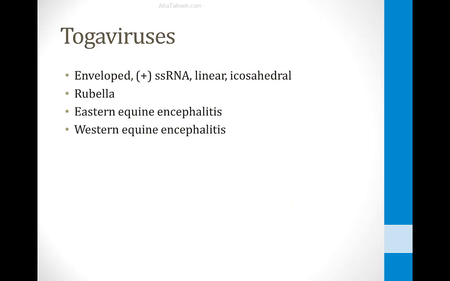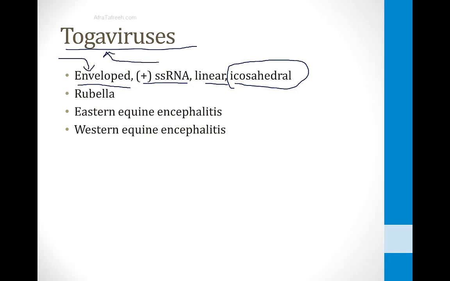Our next family of viruses are called the toga viruses. These are enveloped viruses with a positive sense single-stranded RNA genome that is linear and icosahedral, and a lot of people just remember that these viruses wear a toga to remind them that they are enveloped. Use that if you wish. There are three medically important viruses in this family. The first one is rubella, which is a childhood rash disease, and then there are two others that cause encephalitis, eastern equine encephalitis and western equine encephalitis.